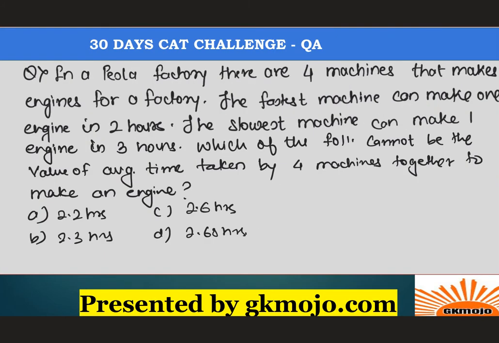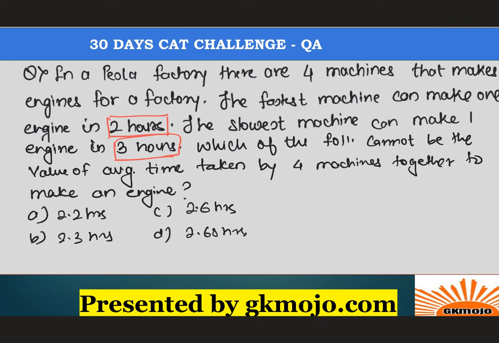Again, a very good question. In a Tesla factory, there are 4 machines that make engines for a factory. ठीक है, 4 मशीन है. The fastest machine can make 1 engine in 2 hours. तो जो फास्टेस्ट है वो 2 घंटे में एक इंजन बनाता है. And the slowest machine can make 1 engine in 3 hours, and the slowest is 3 hours per engine. Which of the following cannot be the value of average time taken by 4 machines together to make 1 engine?